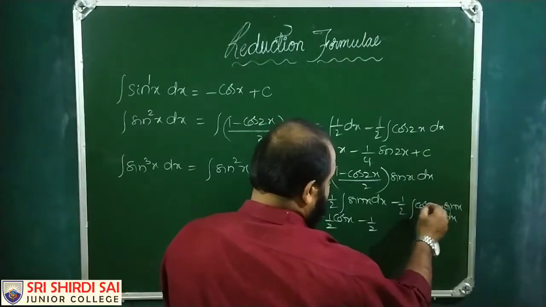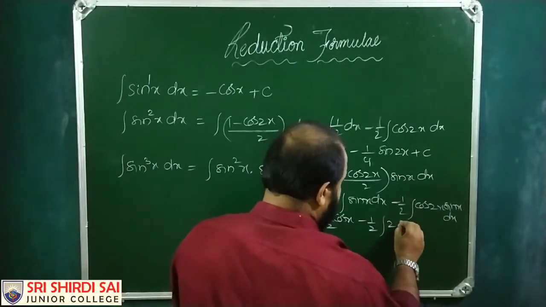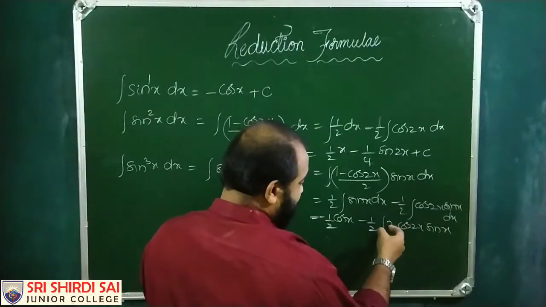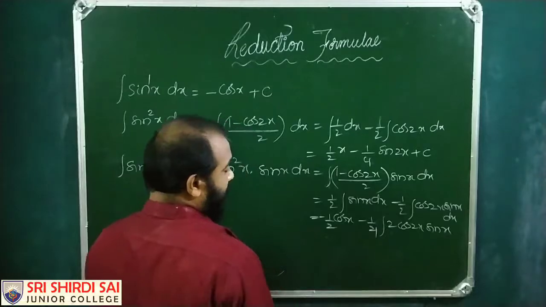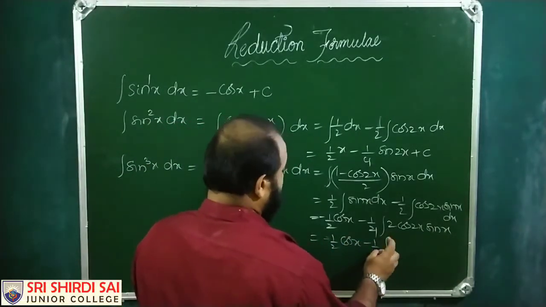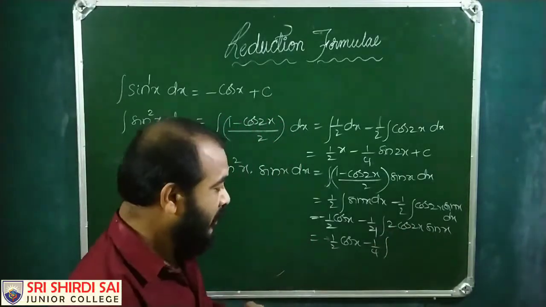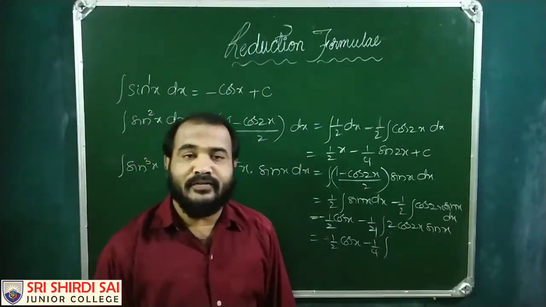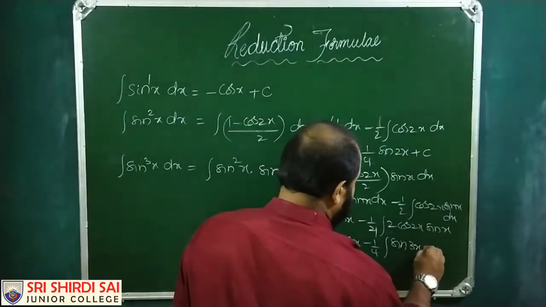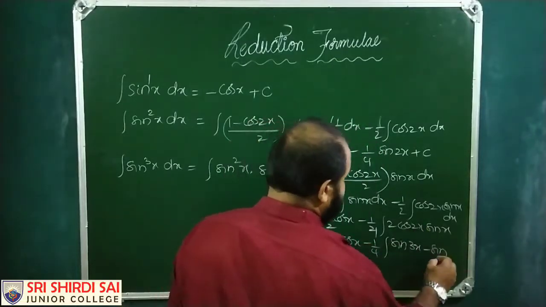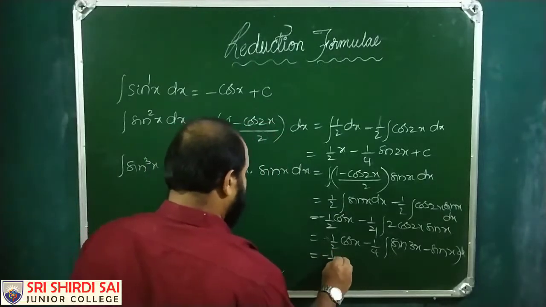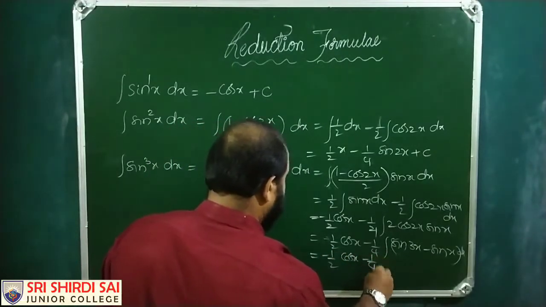So I'll multiply by 2 and divide by 2. So 2 cos 2x into sin x. As I have multiplied with the 2, I'll divide by 2 also. So minus 1 by 2 into, minus 1 by 4. 2 cos a sin b is sin a plus b minus sin a minus b. So sin 2x plus x, 3x, minus sin 2x minus x, x dx. So this is minus 1 by 2 cos x minus 1 by 4.